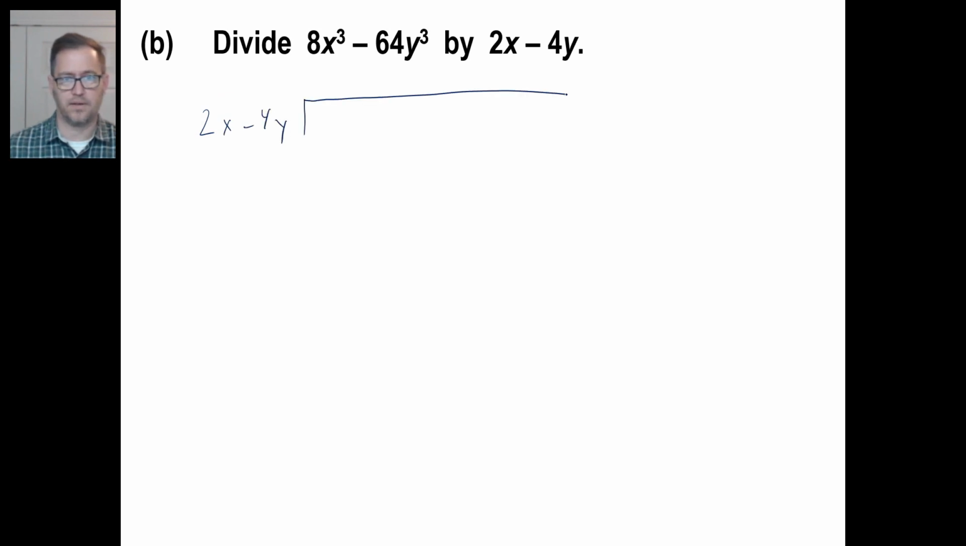Okay, let's take a look here. We're going to go 8x to the third power. Crazy cat. Okay, so we're going to subtract this time negative 64y to the third power. There we go.